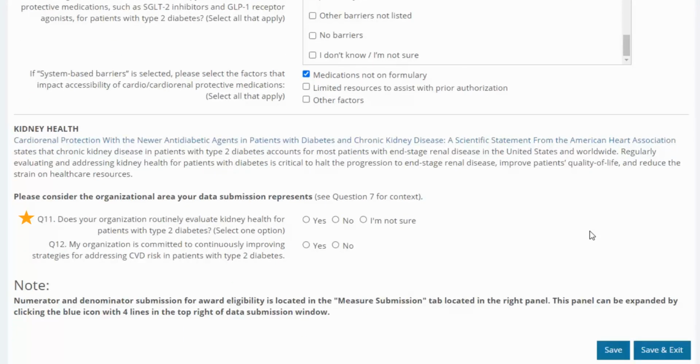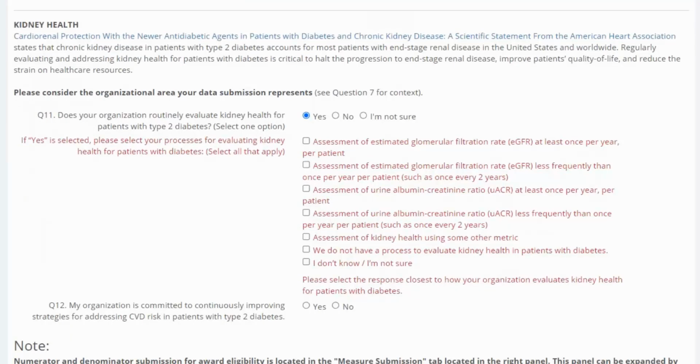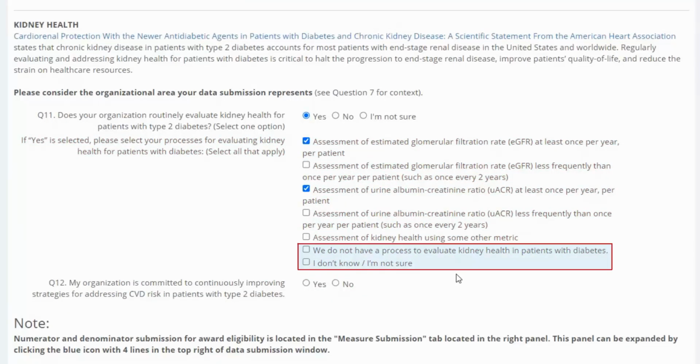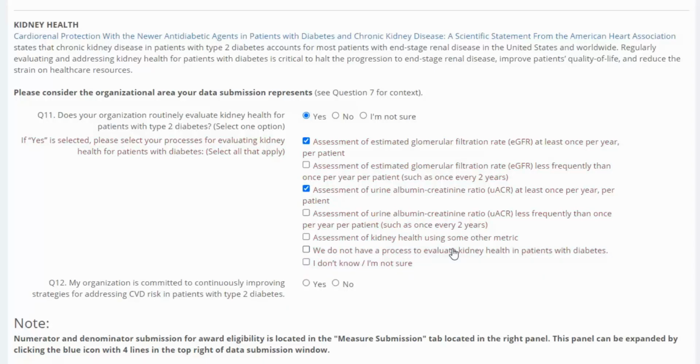Question 11 asks if your organization routinely evaluates kidney health for patients with type 2 diabetes. If you respond with yes, additional questions appear to gather more detail on your organization's assessments. As in previous questions, you cannot select either of the last two options in combination with other selections. Please note that you must answer these follow-up checkboxes if they appear. Leaving these unanswered generates a red critical error, which will prevent you from saving your form.